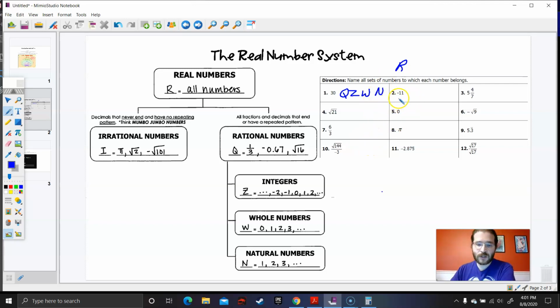Let's take a look at number 2, negative 11. We know that it's not an irrational number because it ends, so we know it's rational. And we know it has a negative, so we know it's an integer.